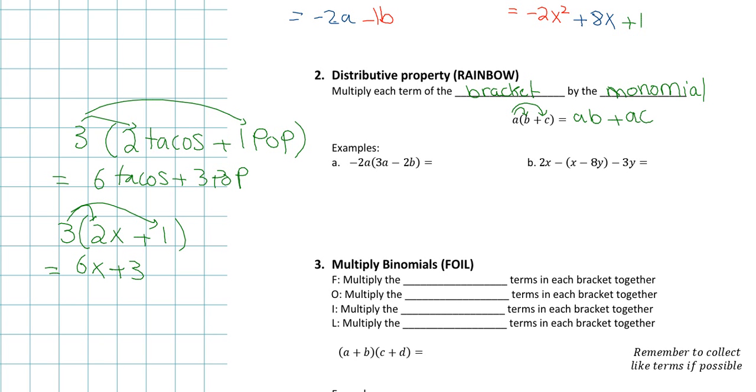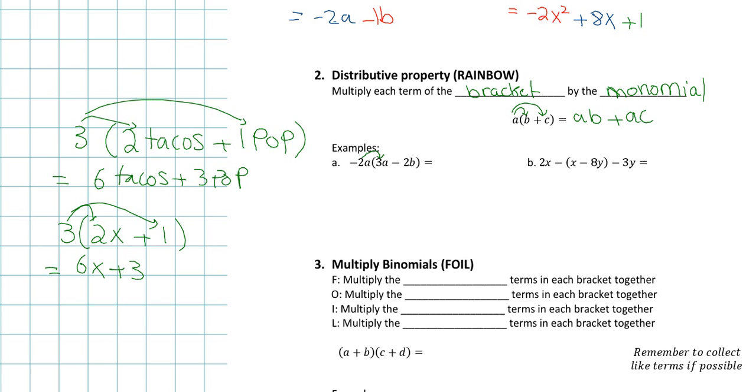Let's look at the next example. So sometimes it gets a little bit trickier if I'm adding too many letters, too many things, right? But you have to be careful what you're doing. So you have negative 2a multiplied by 3a minus 2b. Okay? So remember that I'm multiplying my monomial by each term inside the binomial, inside the bracket.